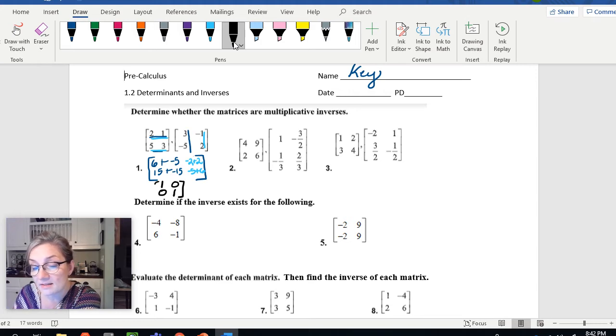Would you look at that? That is the identity matrix. So yes, it works. All right. If you start this one here and here, and you go, okay, 4 times 1 is 4, plus 9 times -1/3 is -3. You see how you automatically get a 1 here? So right now the answer is yes.